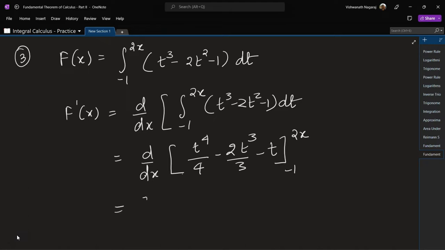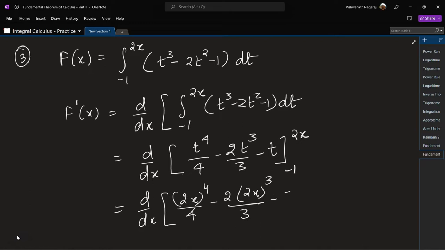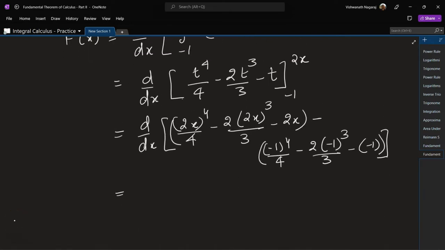So now d by dx of, now we have to do the f of b minus f of a. So this would be 2x to the power of 4 by 4 minus 2 times 2x cube by 3 minus 2x, minus, minus 1 to the power of 4 by 4 minus 2 times minus 1 cube by 3 minus minus 1. Okay, now let's simplify this.